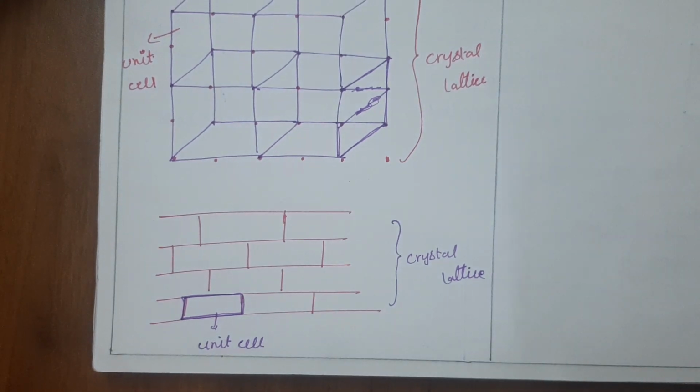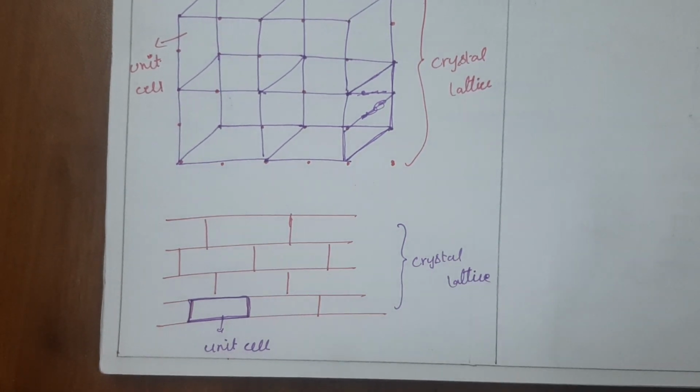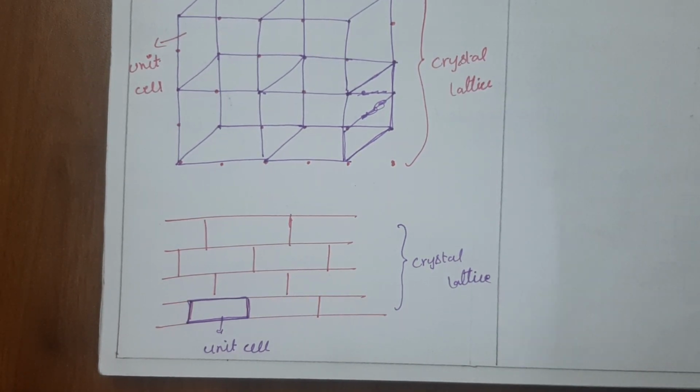Now let us see the trick to write the axial lengths and axial angles of the 7 types of primitive unit cells. So before that, one small request is there from my side.